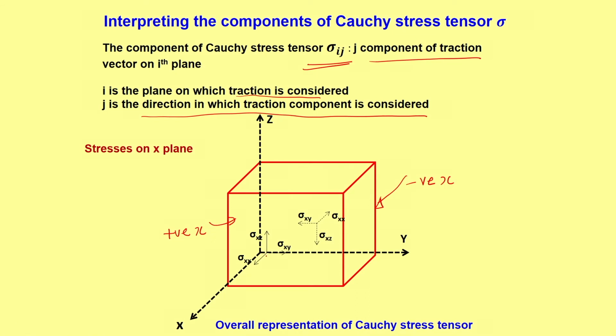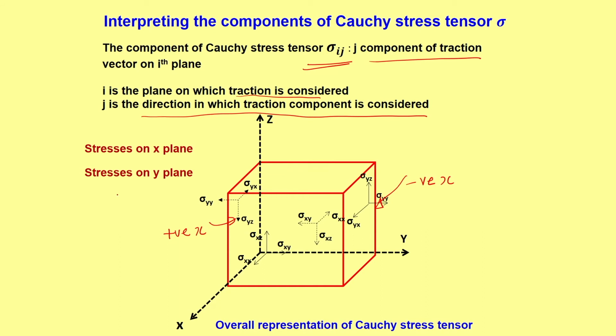So, what are the stresses which are acting? We have sigma xx in the direction of x. All of them are acting on x plane. Then we have sigma xy and sigma xz. Similarly, on the other side, the negative x plane, we have sigma xy, sigma xz and sigma xx. It is identical, but it is on the other side.